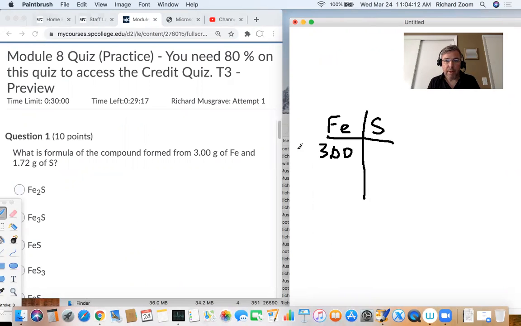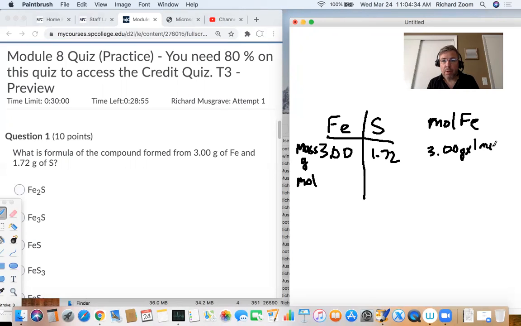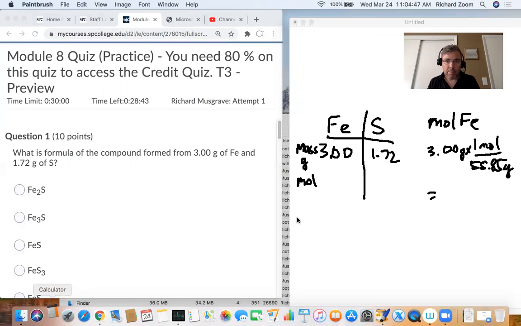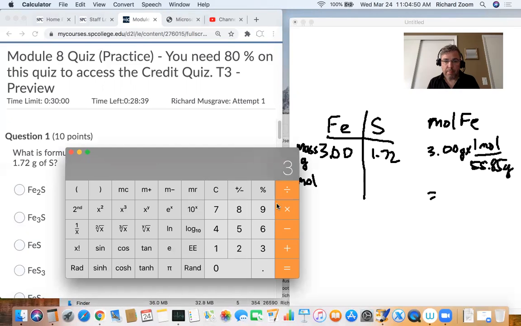We'll have the mass in grams. Then we'll have the moles. Now the moles are going to be defined by, for iron, moles of Fe would be 3.00 grams times 1 mole over the molecular weight, which is 55.85 grams. And we get that off the periodic table, of course. Now, when we do that, just pull up a calculator here. We get 0.0537 moles.